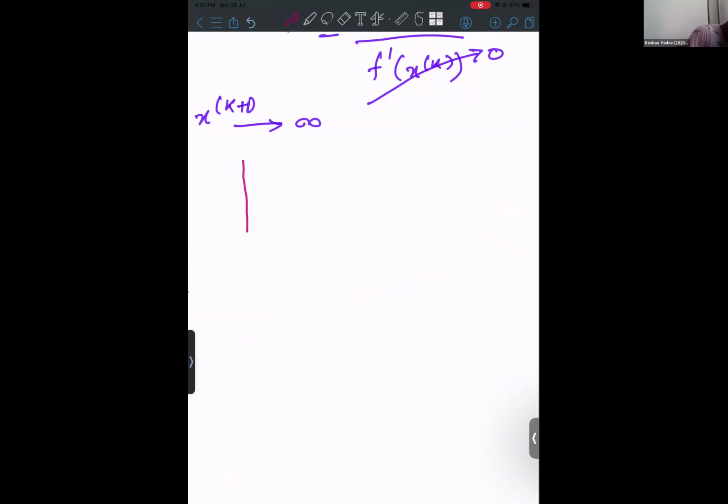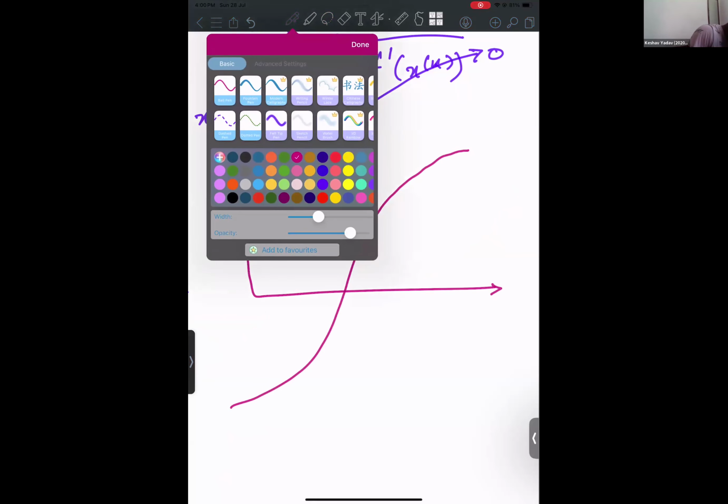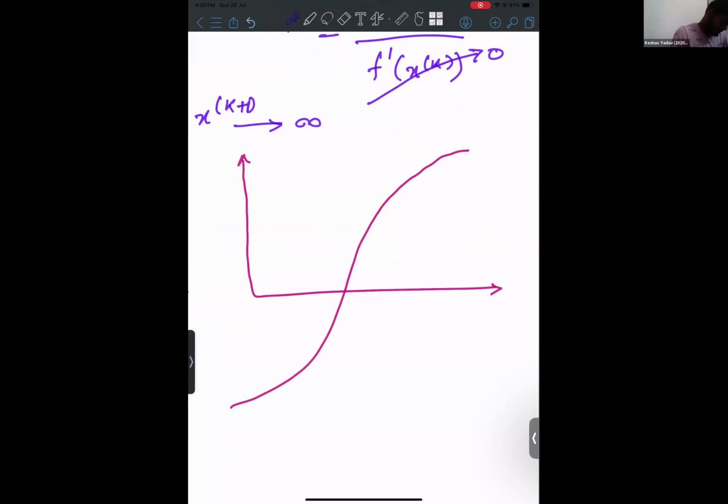So suppose we have a function like this. My initial guess was something like that. This was my initial guess.